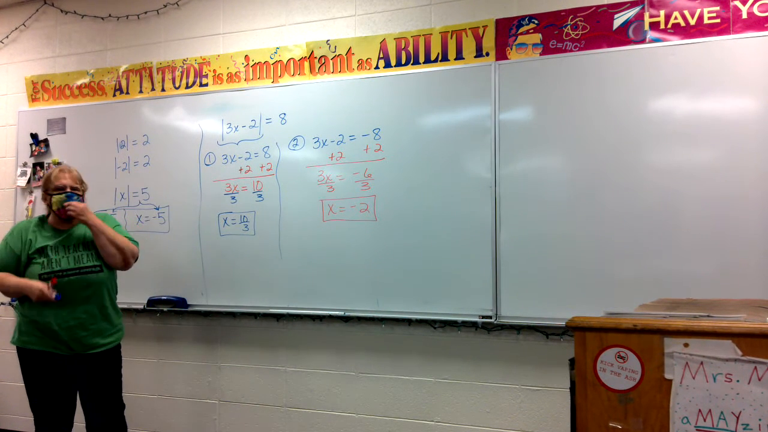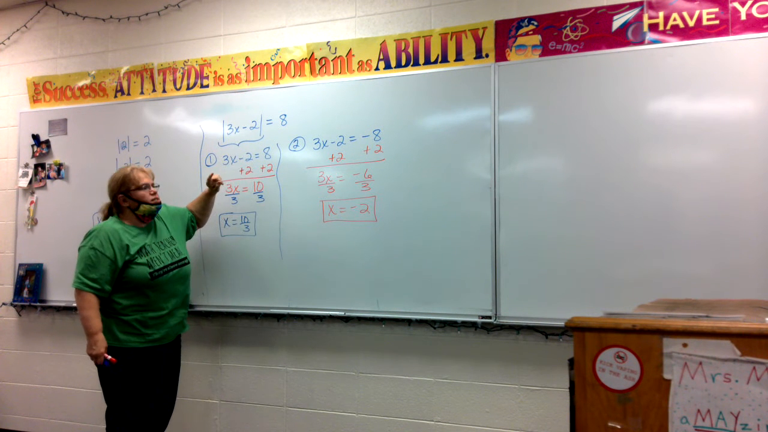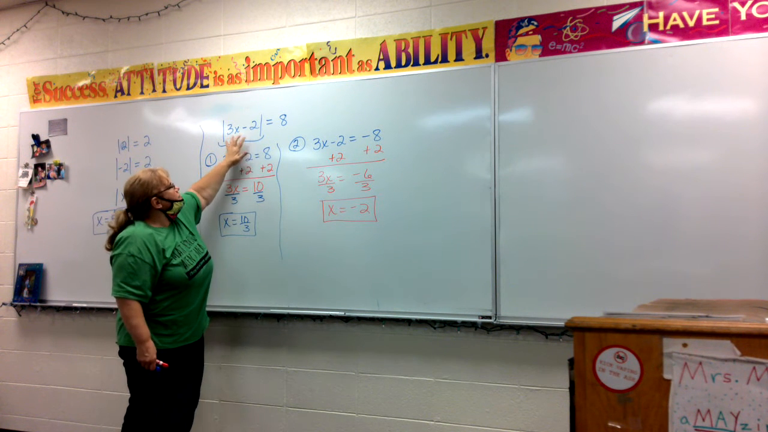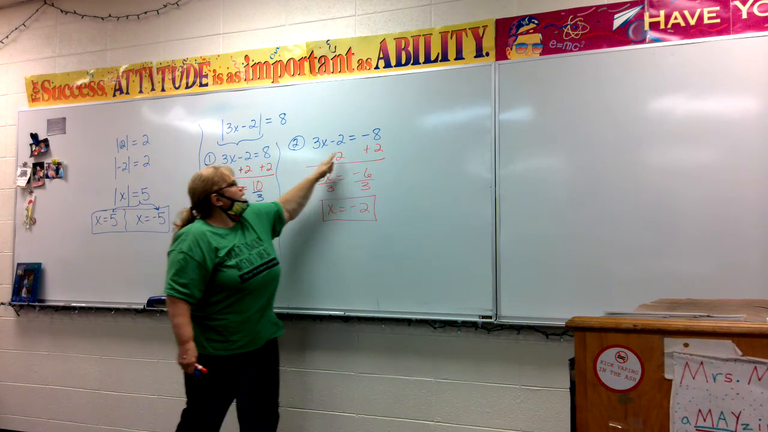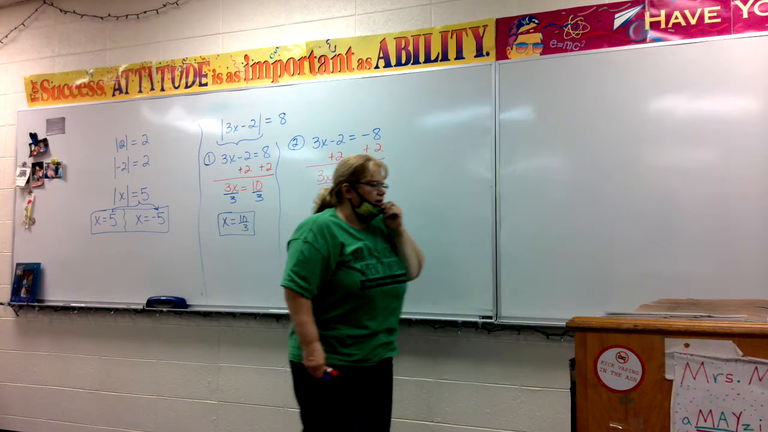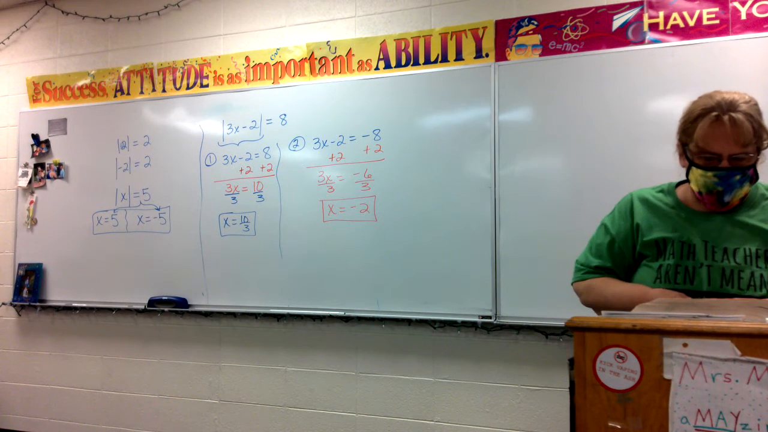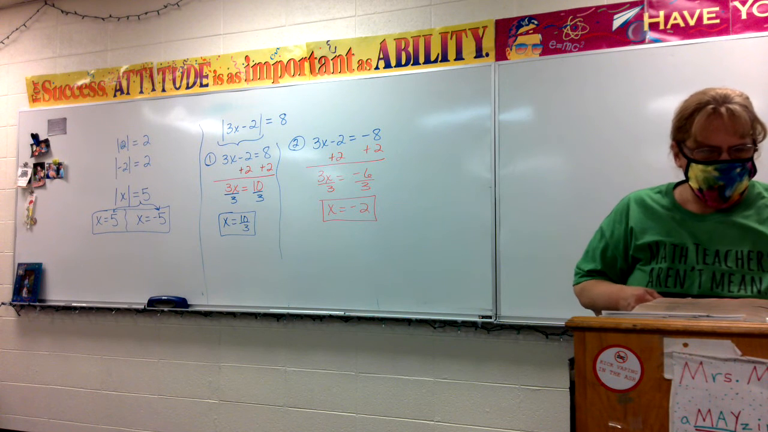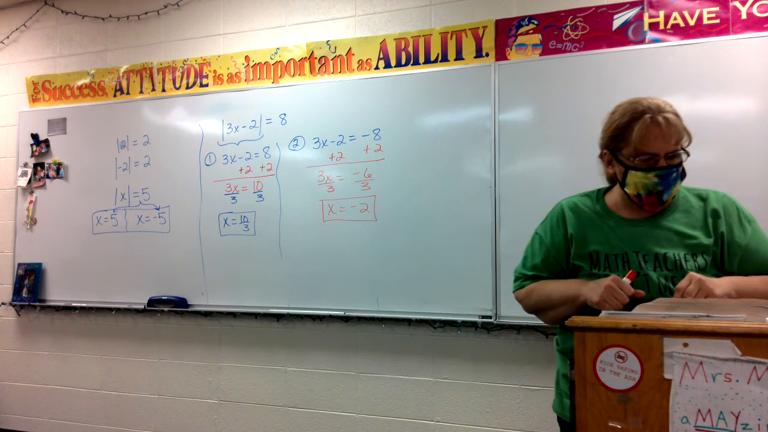You have to get the absolute value all by itself first. Once it's all by itself, then you set it equal to the positive value and you set it equal to the negative value. Let's try another one just for fun. How about this one? It's an inequality.